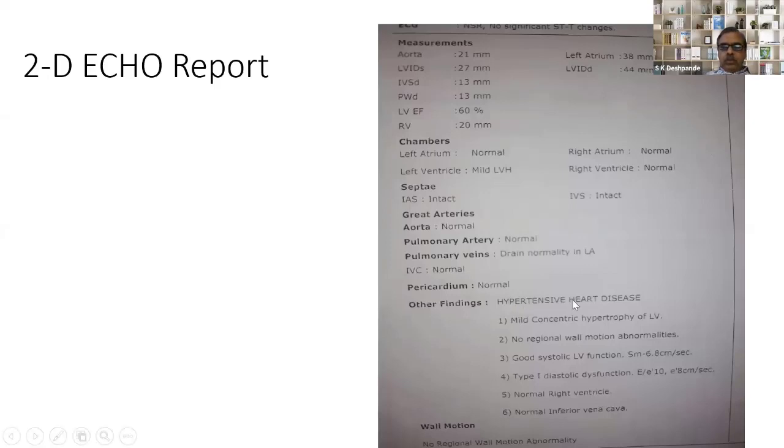Most of the time, a typical preoperative echo in a patient shows hypertensive heart disease, mild concentric hypertrophy, no regional wall motion abnormalities, good systolic function with EF of 60%, type 1 diastolic dysfunction, normal right ventricle and normal IVC. Then there are certain values written over here to which nobody pays any attention.